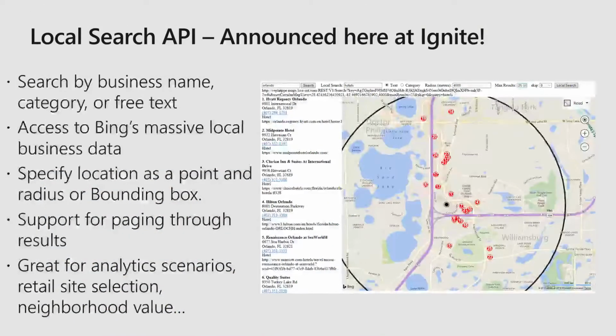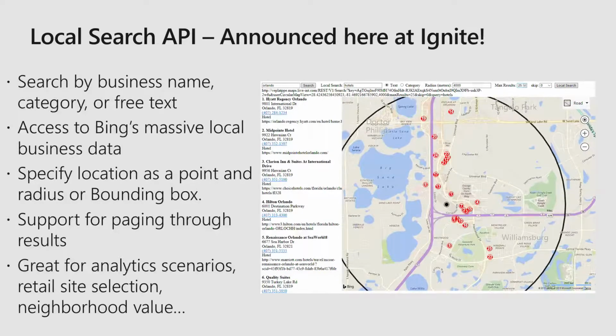We have a new API that we're announcing here at Ignite. That's the local search API. Now, of course, Bing has really great local business data. If you go to our Maps website, or if you just go to bing.com and you're doing local searches, you know that we aggregate data worldwide from data providers around the globe. Even in one country, we'll take business listings from multiple sources and merge them together.